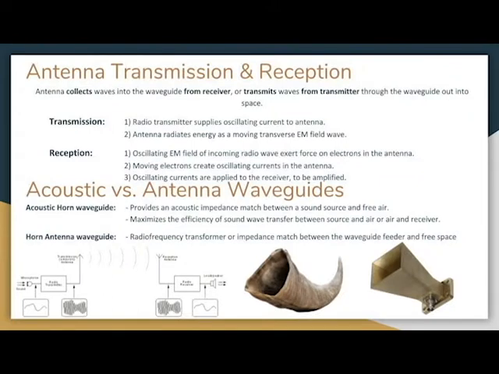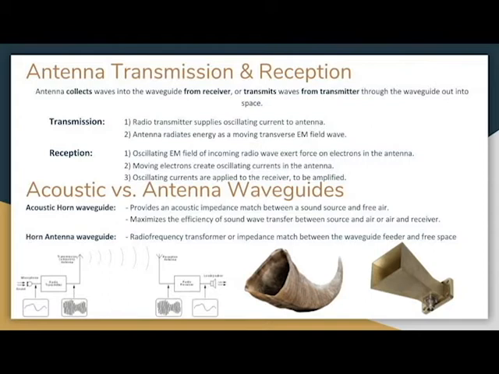The antenna collects waves into the waveguide from the receiver or transmits radio waves from the transmitter through the waveguide out into space. In transmission, the radio transmitter supplies an oscillating electric current to the antenna, which radiates the energy as a moving transverse electromagnetic field wave. In reception, the oscillating electric and magnetic field of an incoming radio wave exert force on the electrons in the antenna elements, causing them to move back and forth, creating oscillating currents in the antenna, which are applied to the receiver to be amplified.